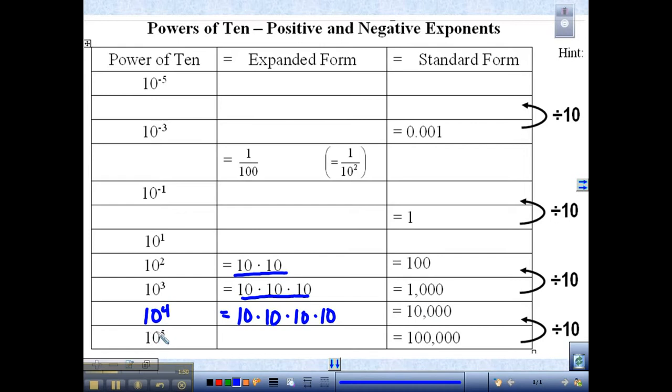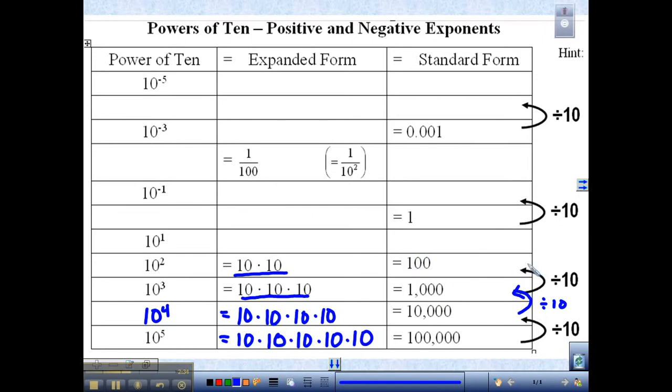All right, here we've got 10 to the fifth, which means we're going to multiply 10 by itself 5 times: 10 times 10 times 10 times 10 times 10. And when you multiply those all out, you get 100,000. Alrighty? Now, let's stop there and we're going to work backwards. I want you guys to notice that if you take 100,000 and divide it by 10, you get 10,000. If you take 10,000 and divide it by 10, you get 1,000. If you take 1,000 and divide it by 10, you get 100.